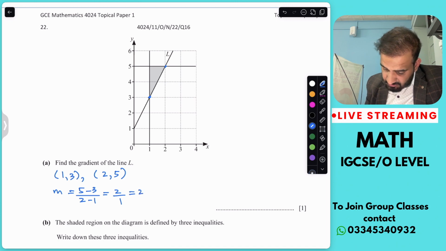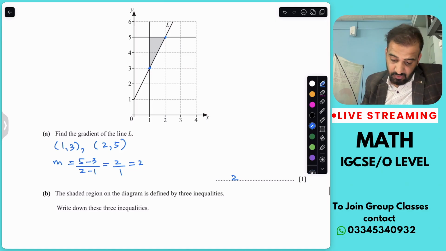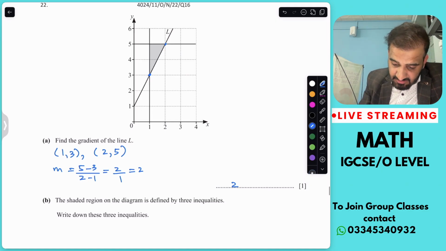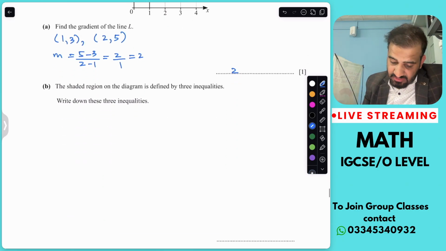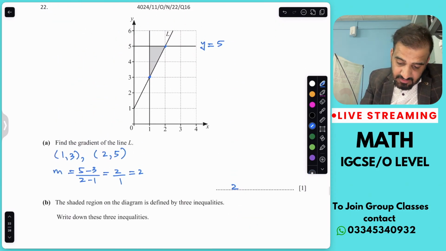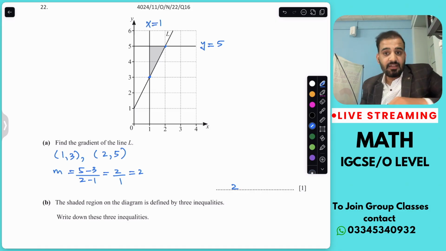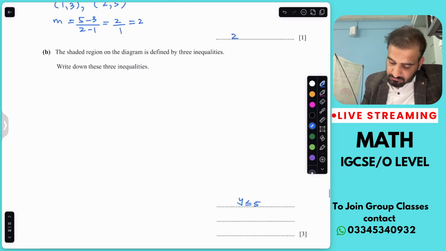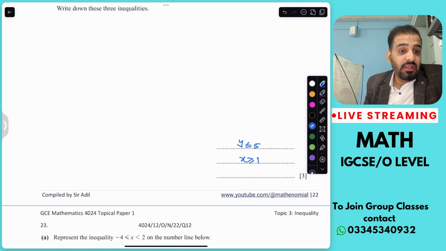So the gradient is 2. The shaded region on the diagram is defined by three inequalities. As I said, you should write the lines first. This is y equals 5. It's a horizontal line and shading is below this line. So you will write y is less than or equal to 5. And this is your x equals 1, a vertical line, and shading is on the right side. So you will write x is greater than or equal to 1.